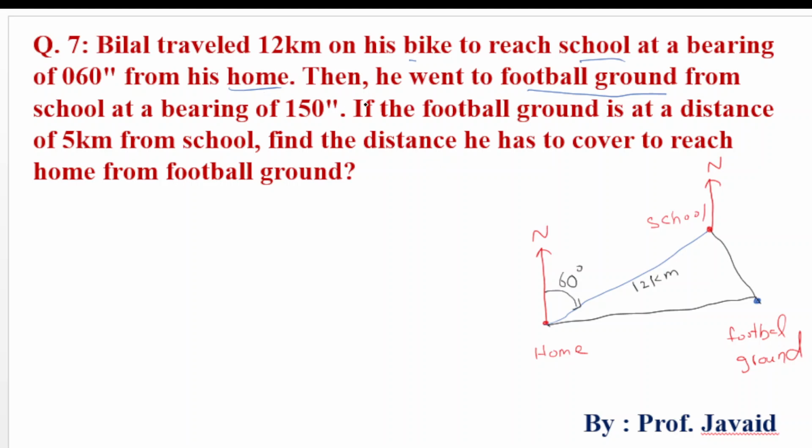Then he went to the football ground from the school at a bearing of 150 degrees. So let me draw it like this. This is the bearing of 150 degrees, so let me write 150 degrees here. Until here, I think everyone understands. Now, the football ground is at a distance of 5 kilometers from the school, this is 5 kilometers from the school, and this is the football ground.